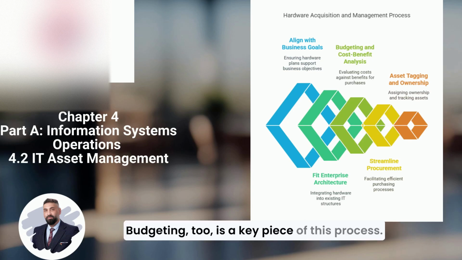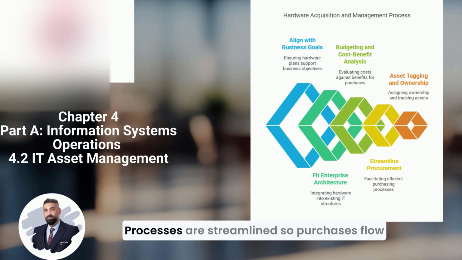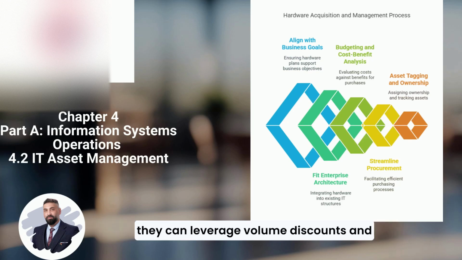Budgeting, too, is a key piece of this process. Decisions must weigh benefits against costs. Every purchase should ideally be backed by a cost-benefit analysis. Additionally, efficiency is key. Processes are streamlined so purchases flow through channels like purchasing departments, where they can leverage volume discounts and ensure compliance with tendering rules.